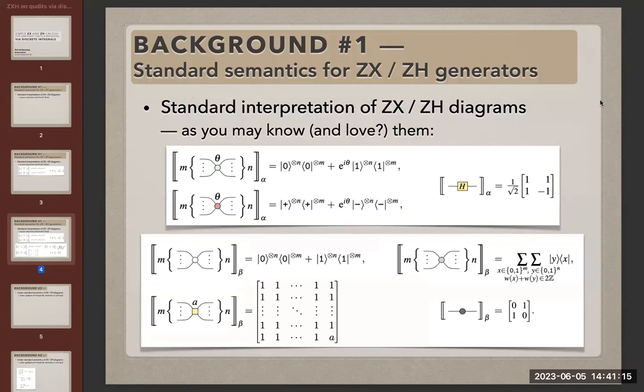In the original work on the ZH calculus, the right-hand two ZH diagrams are described as derived generators. In this work, for technical but uninteresting reasons, we prefer to think of them as primitive generators. This will help us to describe how we can interpret them under different sorts of semantics for these calculi. By the way, if there are any questions at any point, please feel free to interrupt.